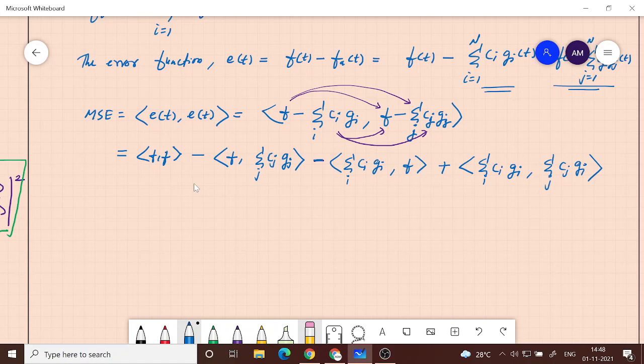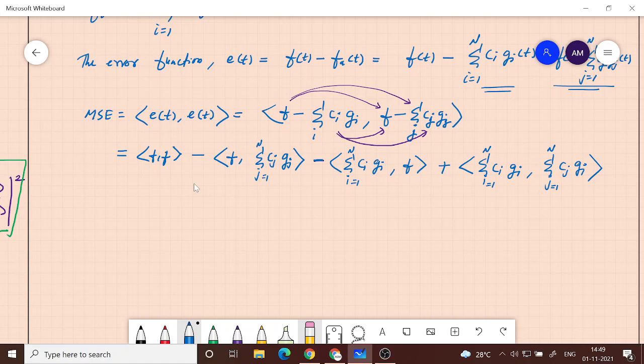Is that clear to you? The second and third terms have n inner products each, for each value of j and each value of i. And the last term here has n square, capital N square, inner products. So j is varying from 1 to n, i is varying from 1 to n. Is it clear? Yes, sir.